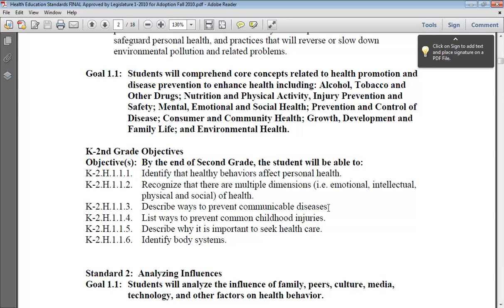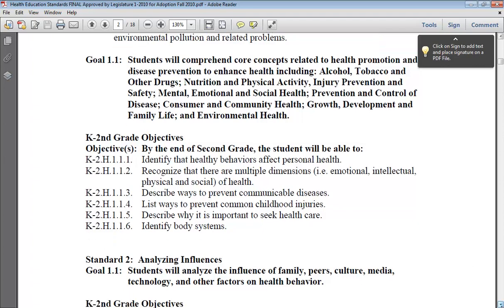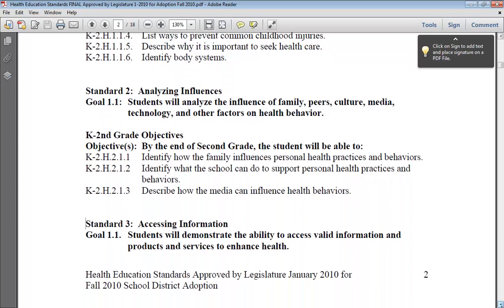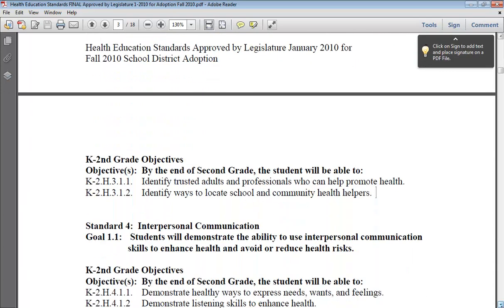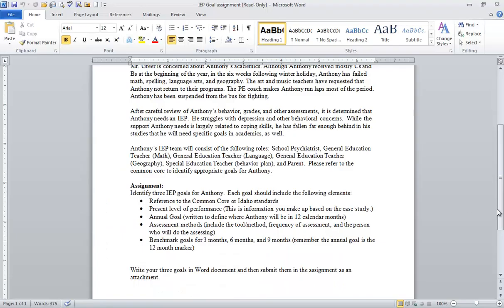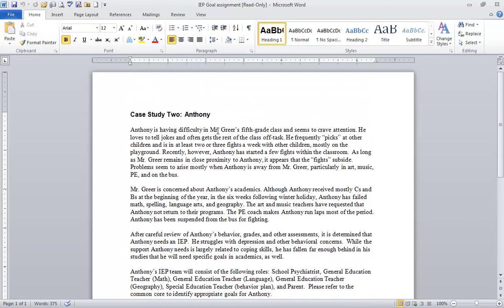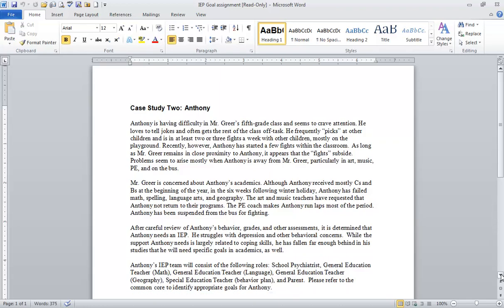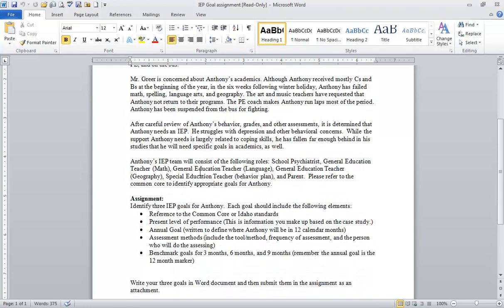And this includes things like how we behave with one another. We might talk about how hitting is not a valid way to prevent communicable diseases. So we could focus on that goal for the purpose of helping Anthony see why hitting is not acceptable. And you can look through these various goals and choose what you want to focus on. First, however, start with understanding who Anthony is, and that's provided in the Word document that describes Anthony's situation. It also provides information about who is on Anthony's IEP team.